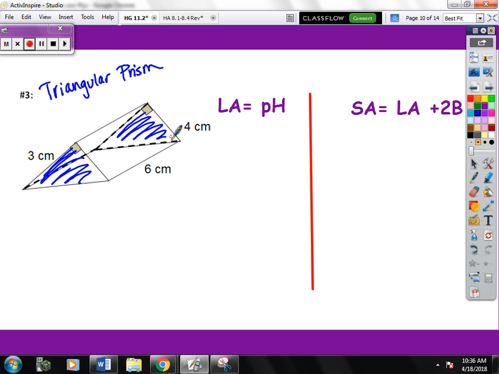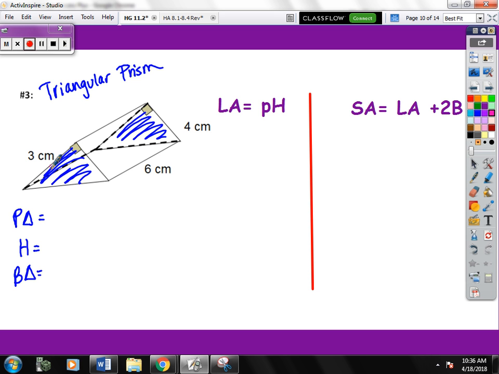So we're going to find the perimeter of a triangle, which is our base. We're going to find the height. And we're going to find big B, which is the area of the triangle, which is the base. So what would the perimeter of one of my triangles be? 12 is correct. Where are you getting 17? I had 10.